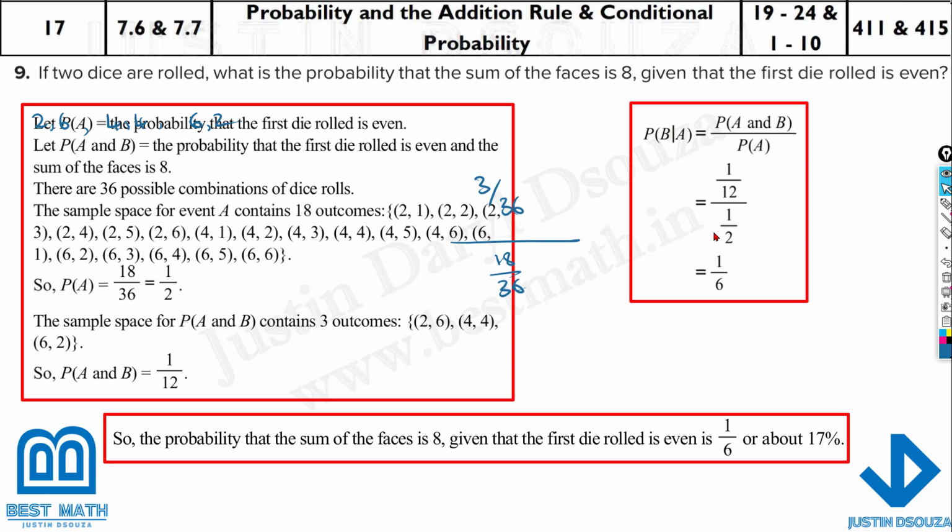This is it. It's now 3 by 36, how much? 1 by 12, and this is 1 by 2, is the same answer. Or you can just solve it up over here. It will be 3 by 18. That's 1 by 6. Yes, that's the correct answer.